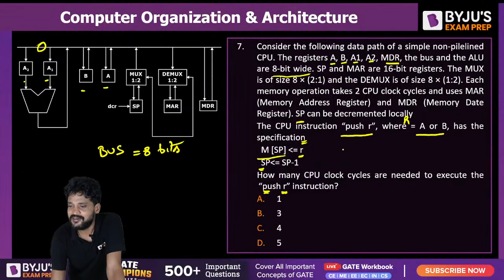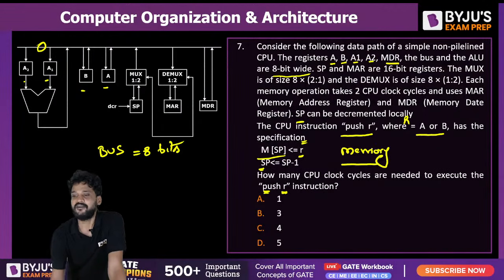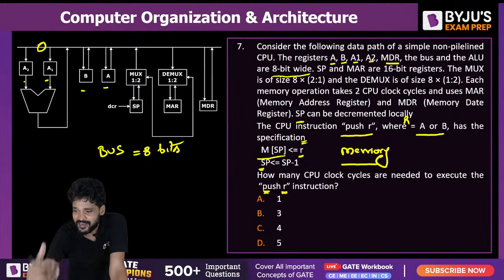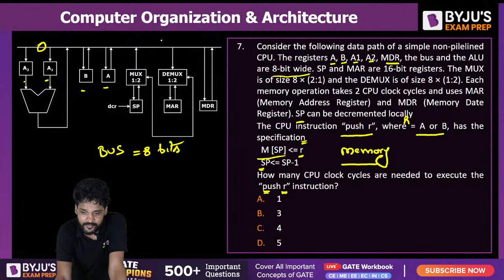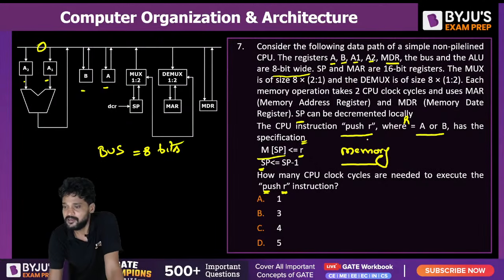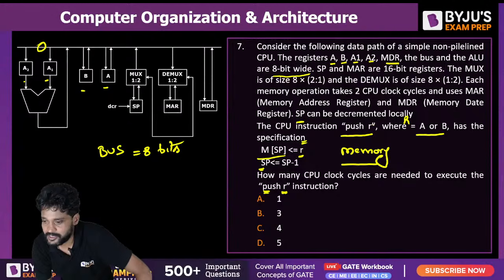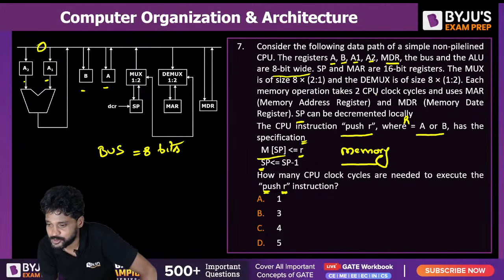Here, this is the memory transfer. After reading all the content in the question, we can say that it's the memory transfer, memory of SP. From the ALU, information is being transferred to the memory. From the CPU, the information is being transferred to the memory. In order to transfer this information to the memory, what will happen? Look at the question. Each memory operation takes 2 CPU clock cycles and uses MAR and MDR.